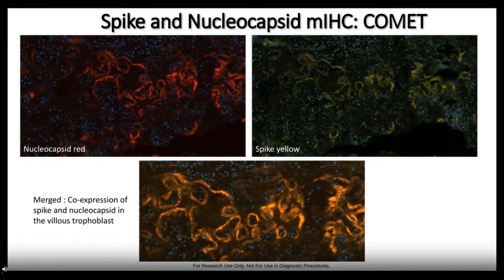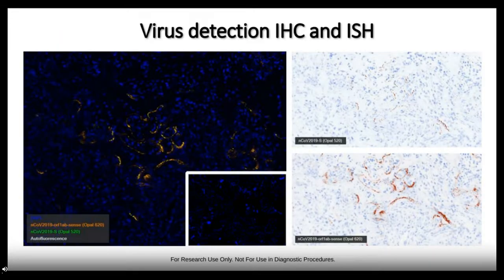Here we're using the Lunaphore Comet platform to perform simultaneous spike and nucleocapsid staining on the single piece of tissue, the nucleocapsid in red, spike in yellow, and you see that staining is coincident, so we're seeing double expression of spike and nucleocapsid protein in the villous trophoblast.